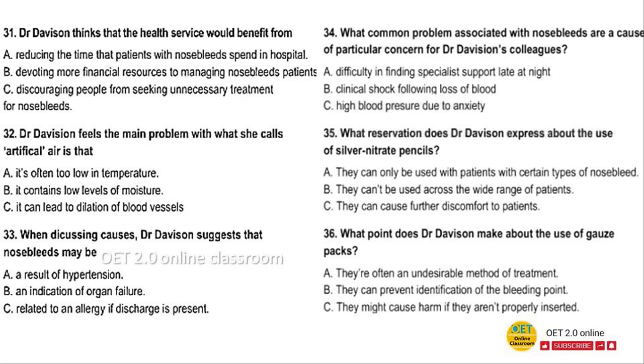The simplest way to stop it is to apply a silver nitrate stick to that point. It's fairly atraumatic, but you can't get those chemical sticks to the back part of the nose, so they're mainly useful for children, who tend to have fewer bleeds from that area than older people.